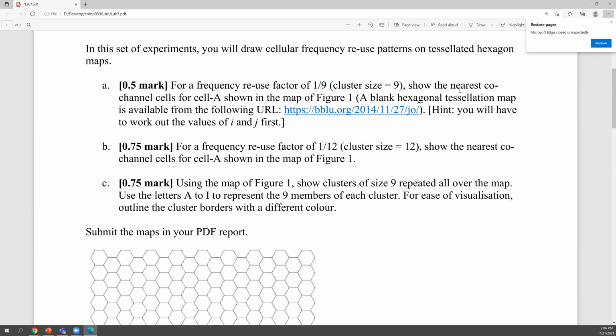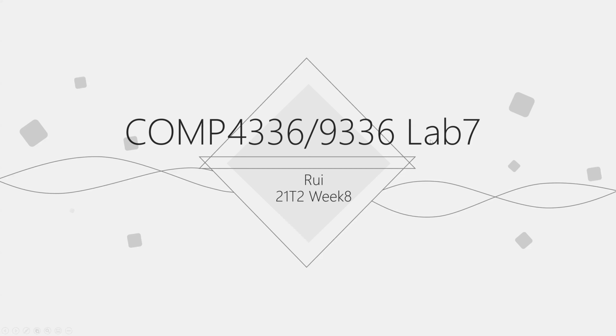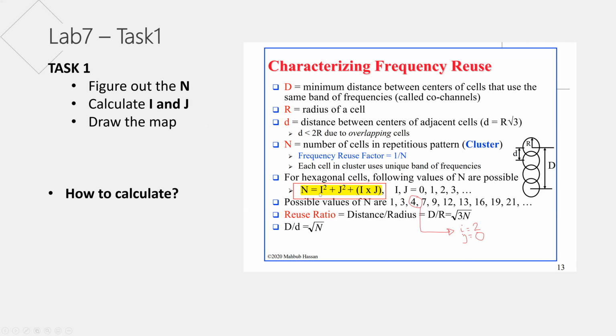Maybe before we do the task, have a look at this one. This is a slice from the lecture notes. So all we need to do is focus on the equation here. Can you see that? After you understand this equation, then we can calculate what is the N and I and J. Let me open the slides first.